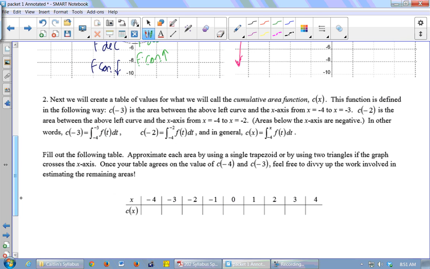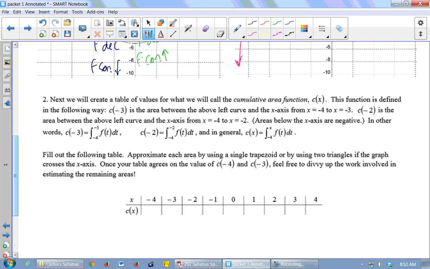Okay, so next, we're going to create a table of values for something brand new. We're going to call this the cumulative area function. Call it C of x. So this function is defined in sort of a peculiar way.